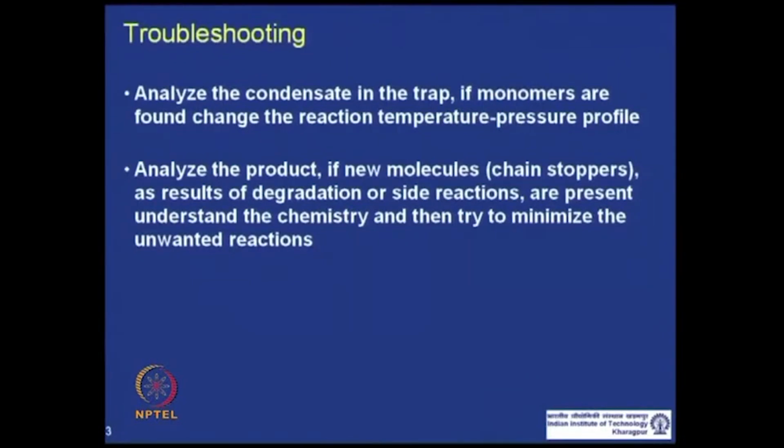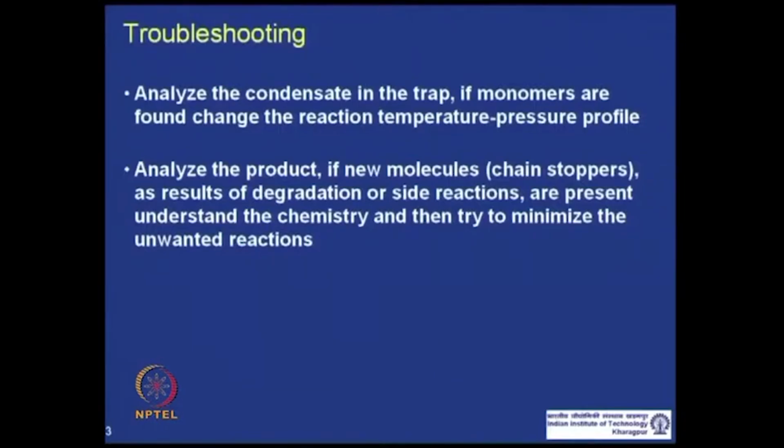If the product is colored, or if by analyzing the reaction mixture at the end of the reaction you find there are new molecules, and especially look for the chain stoppers, which are monofunctional molecules. If you find them, which means it is a result of degradation or a side reaction, there could be either an imbalance in the stoichiometry, or there could be generation of this monofunctional chain stopper, which will stop your polymer chains from progressing further.